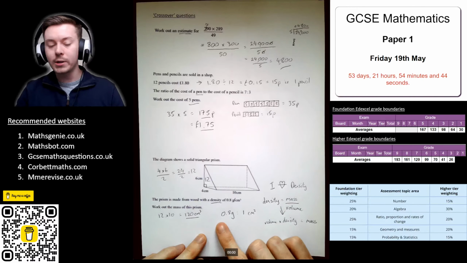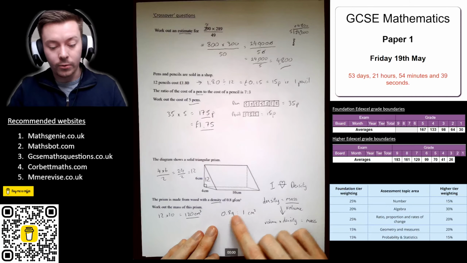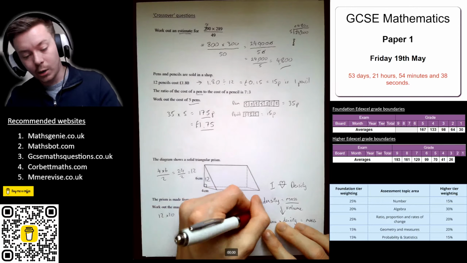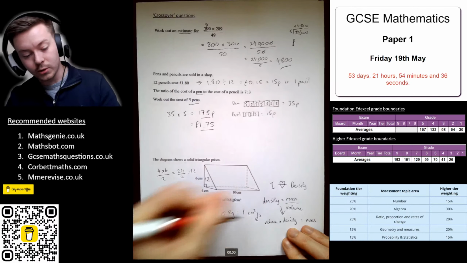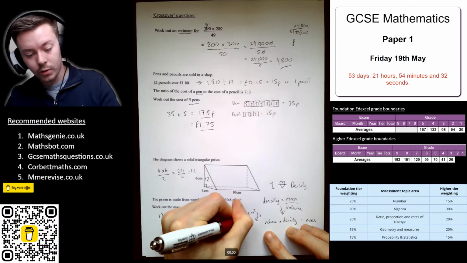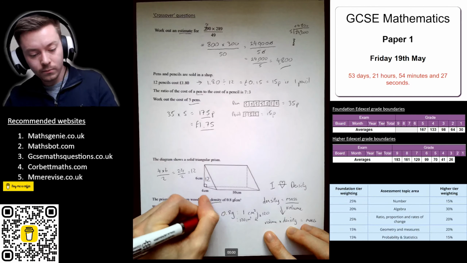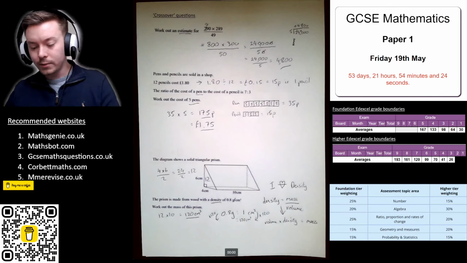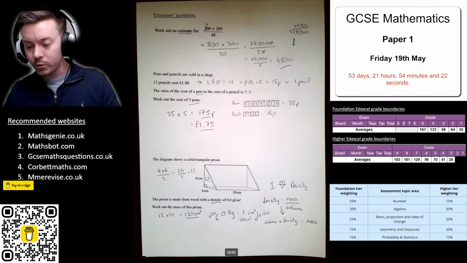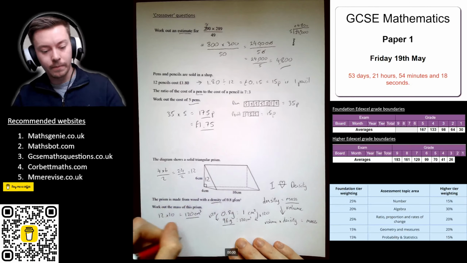Now the benefit of writing it out in this way, 0.8 grams to 1 centimetre cubed, is now all I've got to do is times both sides by 120, because I need to get 120 centimetres cubed. 0.8 times by 120 is 96 grams, and that's my answer.